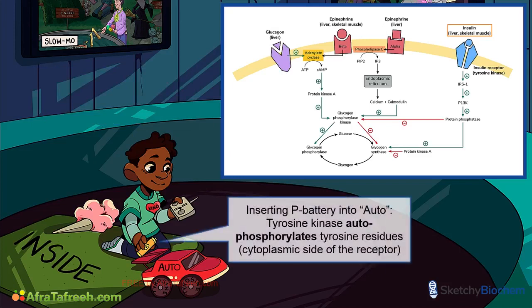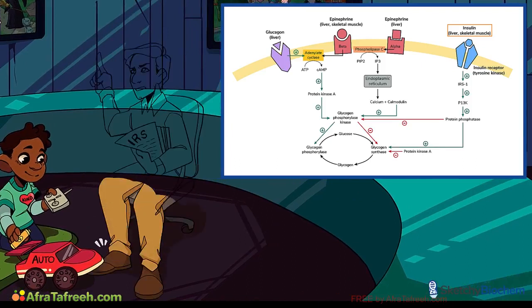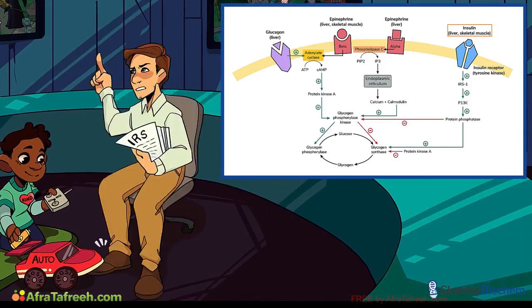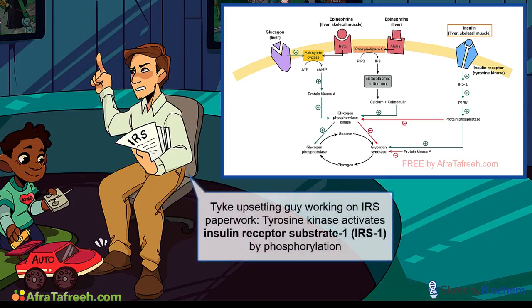Tyrosine kinase then starts autophosphorylating a bunch of tyrosine residues on the inner part of the insulin receptor. You get a phosphate, and you get a phosphate, and you get a phosphate. Tyrosine kinase also activates insulin receptor substrate 1, or IRS1, protein through phosphorylation. The worker filling out IRS paperwork is IRS1.